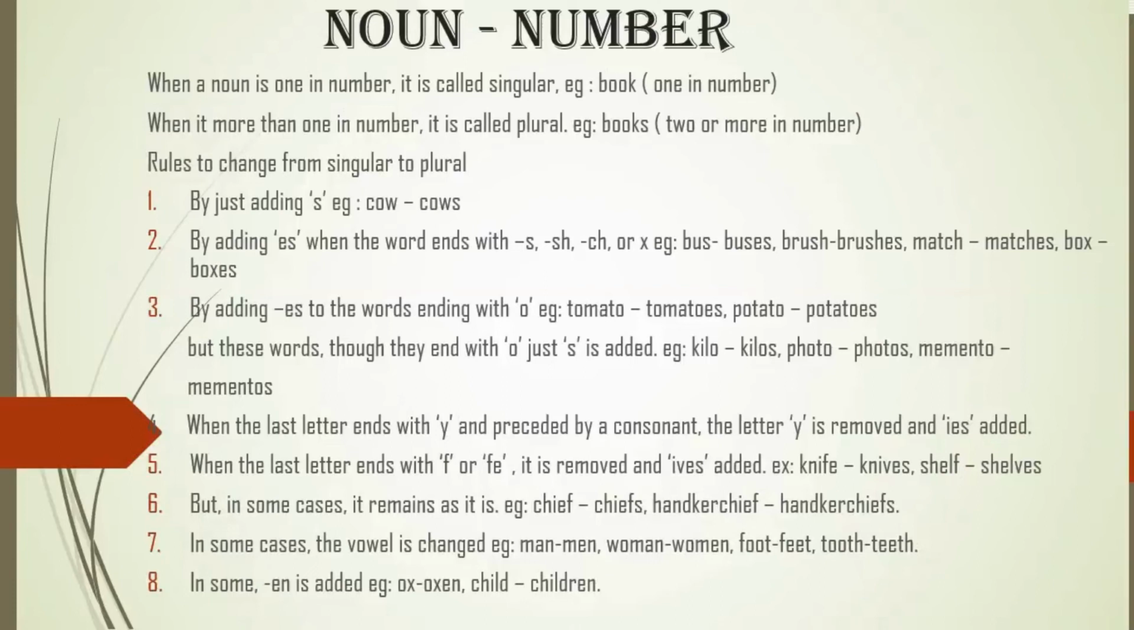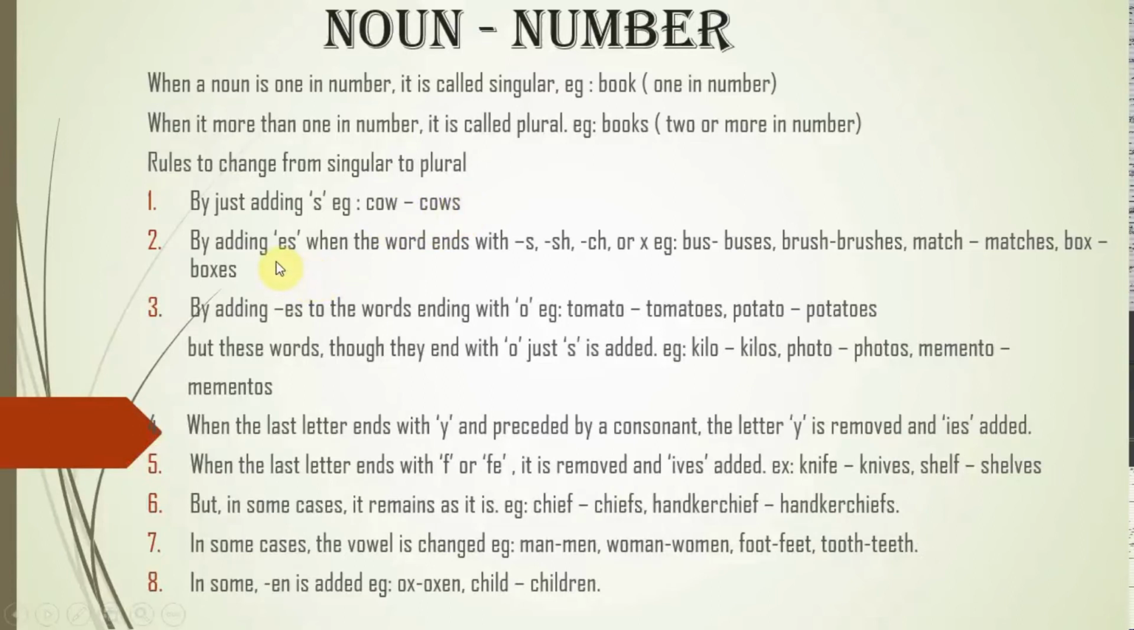No, there are few rules and few exceptions, and that has to be followed very rigidly. As you have formulas in maths, in the same way rules are there in grammar. By just adding S, you can make plural. For example, cow, cows. You can see the first example here. Cow, cows. Just S has been added.